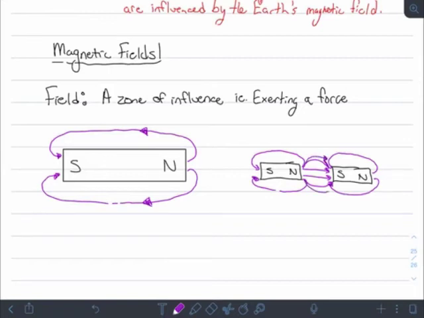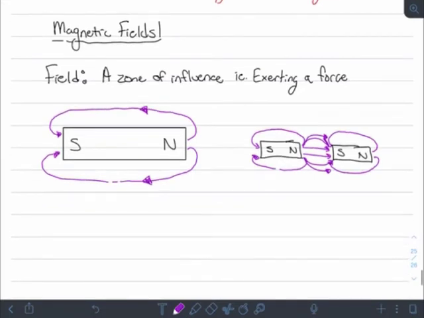So maybe when I go to the school tonight, I'll stop in and dig out some of these bar magnets and some iron filings, and we can set up multiple magnets and take a look at this. It is a little bit messy, but so is the rest of my house, so why not?